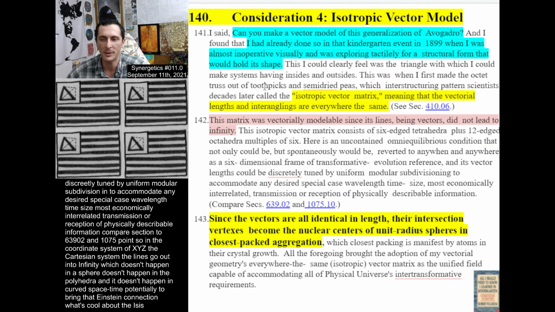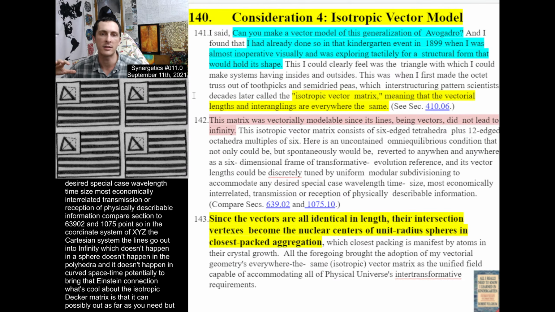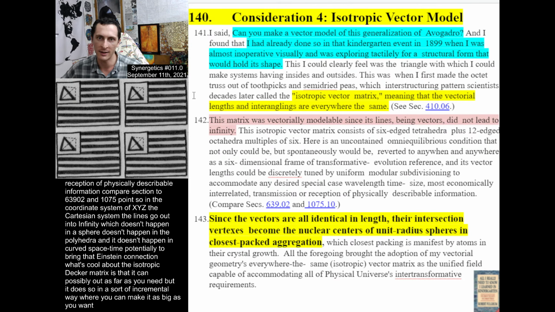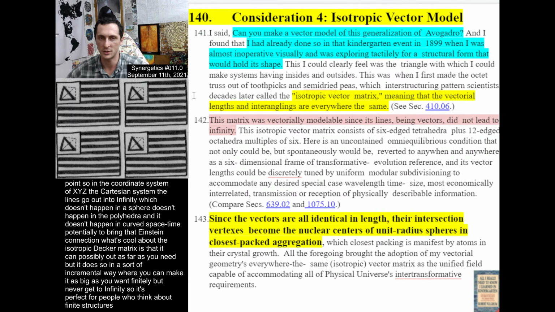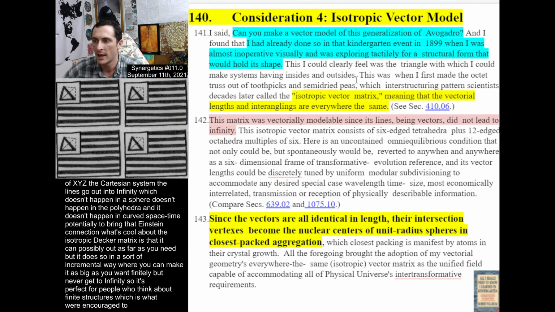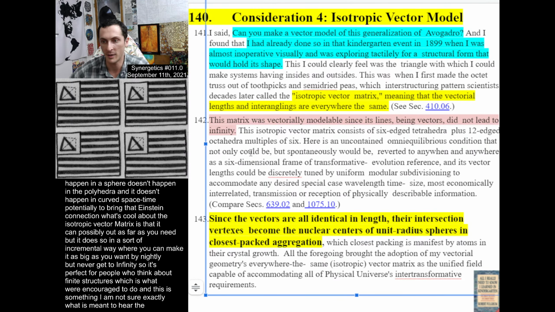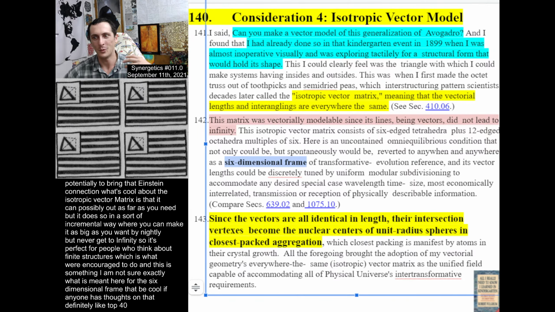What's cool about the isotropic vector matrix is that it can tessellate out as far as you need, but it does so in this sort of incremental way where you can make it as big as you want finitely, but never get to infinity. So it's perfect for people who think about finite structures, which is what we're encouraged to do. And this is something I'm not sure exactly what is meant here with a 6-dimensional frame. That'd be cool if anyone has thoughts on that. Definitely, we talked about 4D, 6-dimensional, what? Does that have to do with the octahedra?